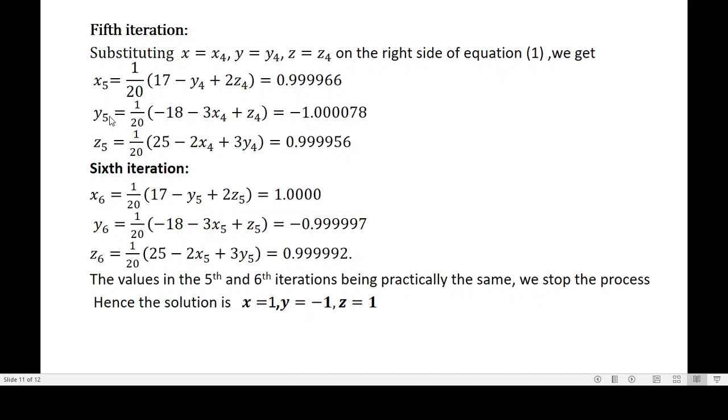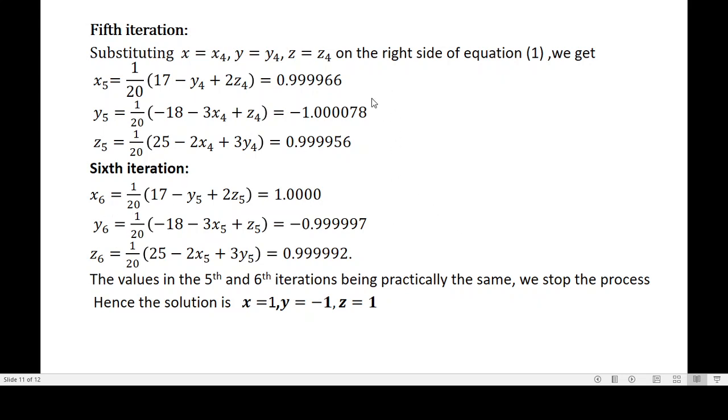Find x5, y5 and z5 similarly by substituting x is equal to x4, y is equal to y4 and z is equal to z4 on the right side of equation 1. Okay. Now again compare the values. The values are not same. Proceed. Continue the process. Obtain x6, y6 and z6.